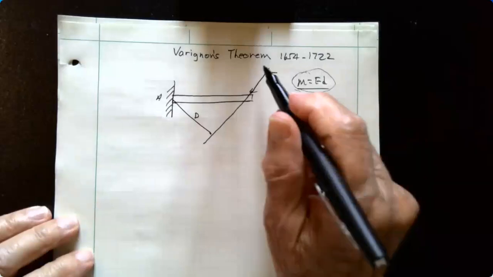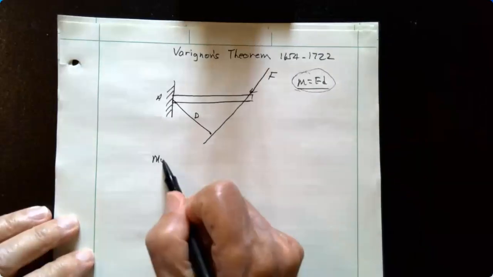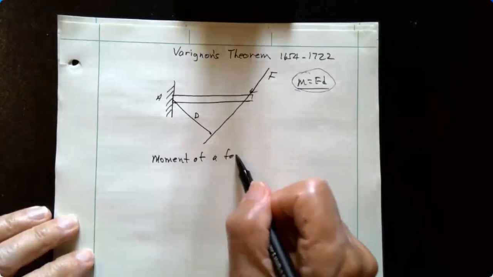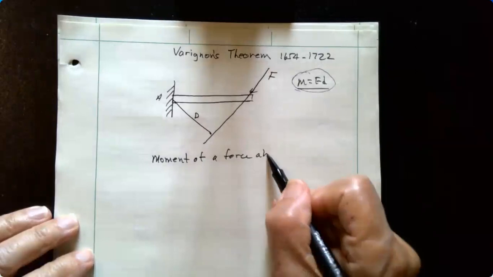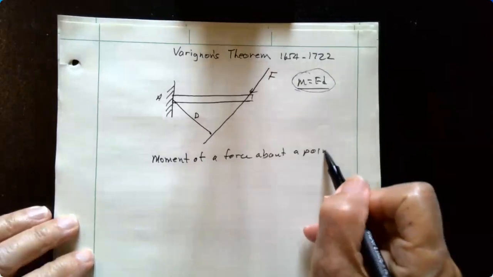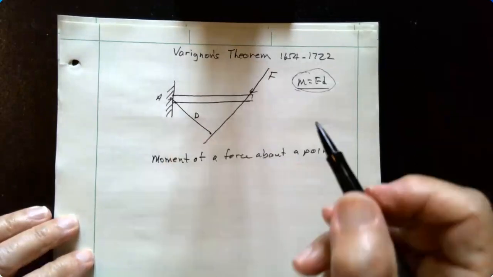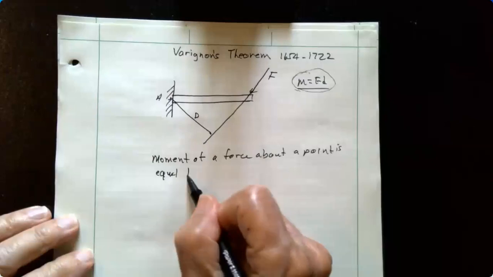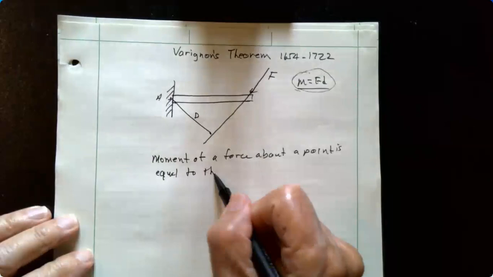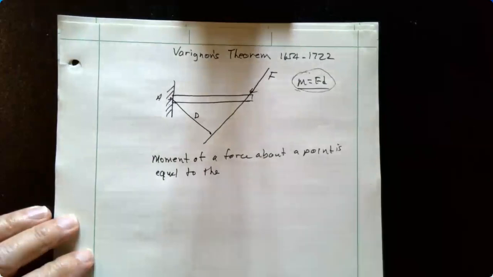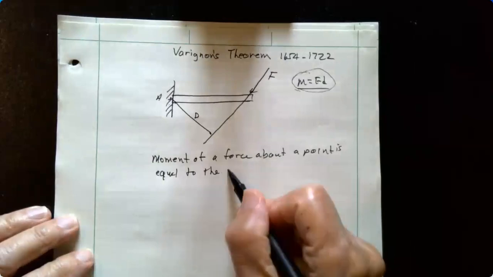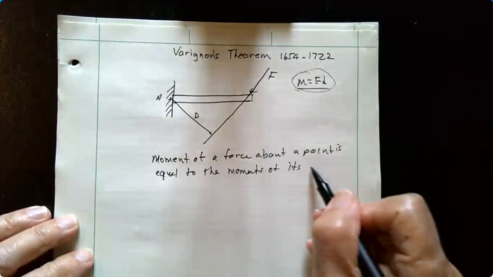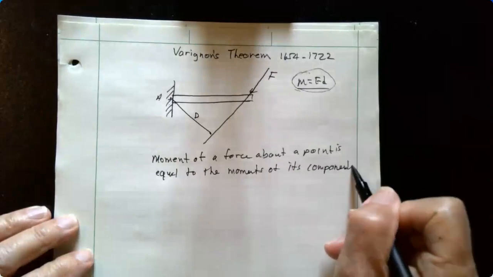But here's what Varignon's theorem says. The moment of a force about a point, in this case this support A, is equal to the sum of the moments of its components about the point.